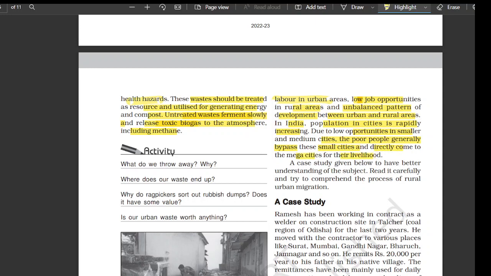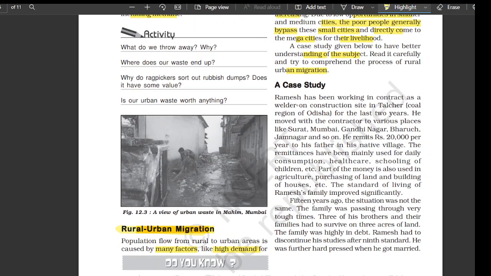A case study is given below to have a better understanding of the subject. Read it carefully and try to comprehend the process of rural urban migration. Case study: Ramesh has been working as a contract welder on a construction site in Talcher, coal region of Odisha. In the last 2 years, he moved on with the contractor to various places like Surat, Mumbai, Gandhinagar, Bharuch, Jamnagar, and so on. He remits rupees 20,000 per year to his father in his native village.